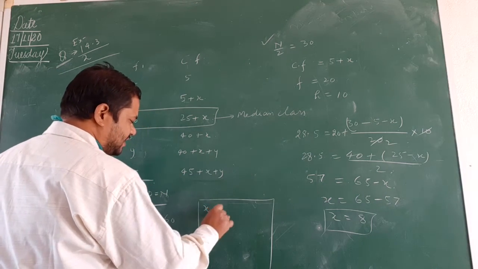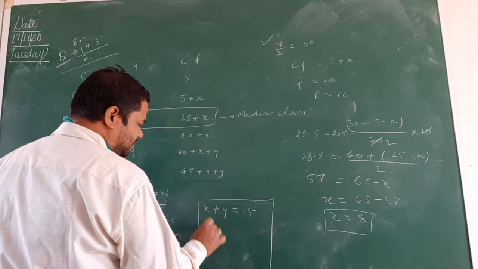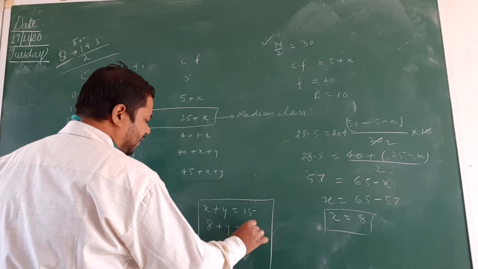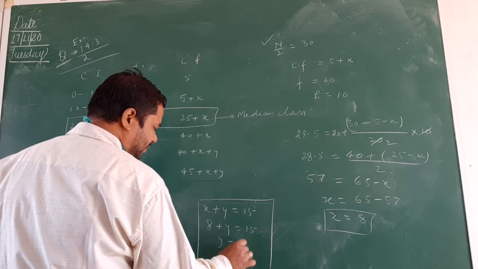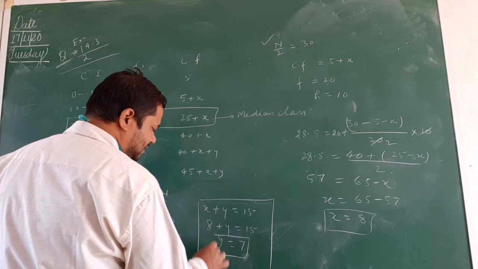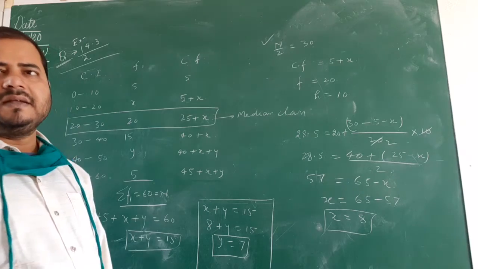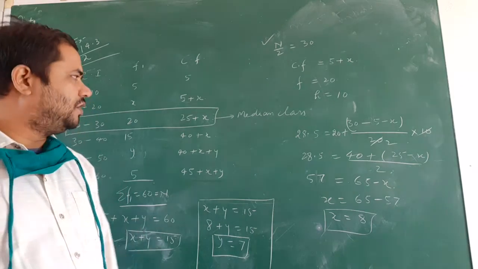x plus y is equal to 15, and x will be 8, plus y is 15. So y is equal to 15 minus 8. This is 7. Okay. So please note it down, this one.